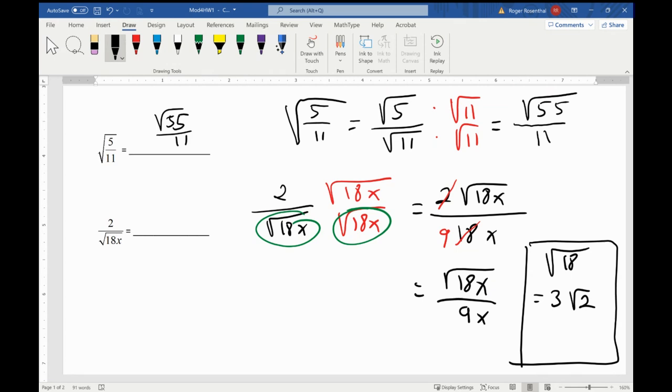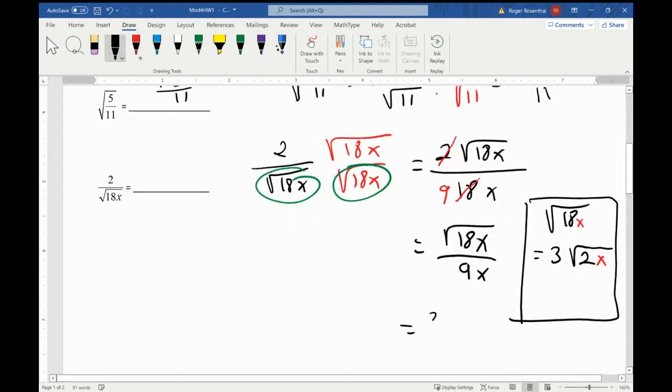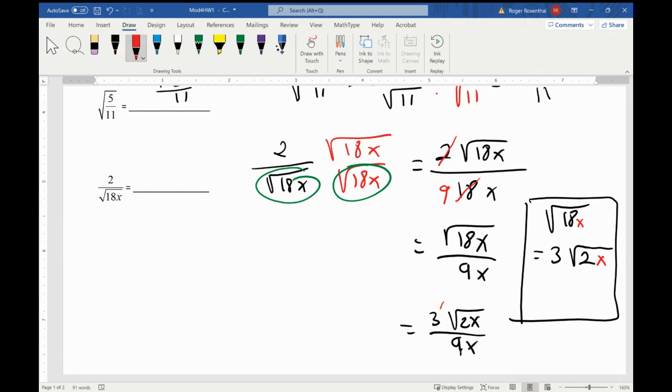But since there was an x on the inside, you're really going to have 3 times the square root of 2x. So that's what your numerator becomes. So this now becomes 3 square root of 2x in the numerator, 9x in the denominator. We can now cancel the 3 on the outside of the radical with the 9 that's also not in the radical, and we end up with the square root of 2x over 3x. And that is the answer to that one.